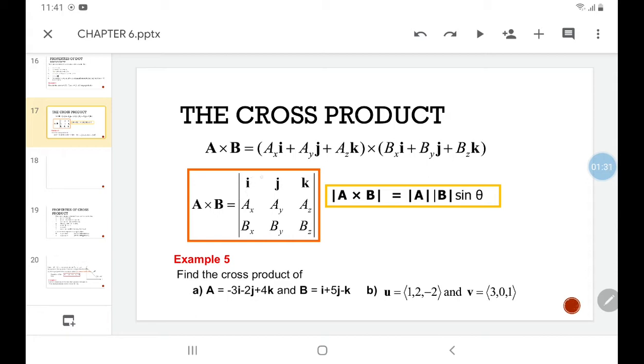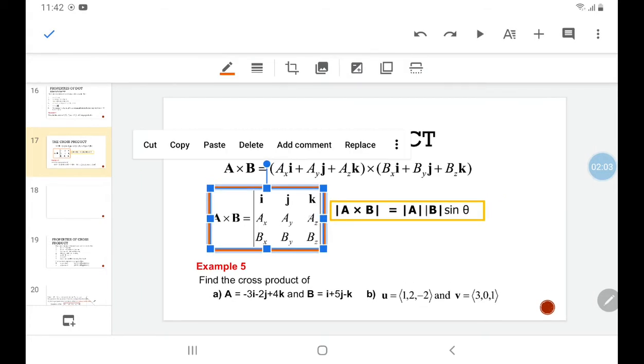Now if you have A and B, and the cross product of A and B, how you do it is you make a section of all the X value and the I, the Y value and the J, and the Z value and the K. And then to find the cross product for I, you find the determinant. So it is AY times BZ minus AZ times BY. Then you get the answer for I.